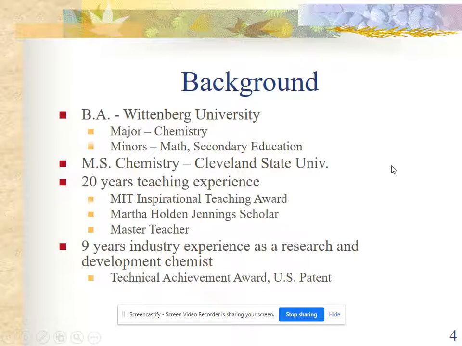A little bit of my background. I have a bachelor's degree from Wittenberg University and a master's degree. Both degrees are in chemistry. My master's degree is from Cleveland State University. I have 20 years of teaching experience, and before that, I worked for 9 years as a research and development chemist.